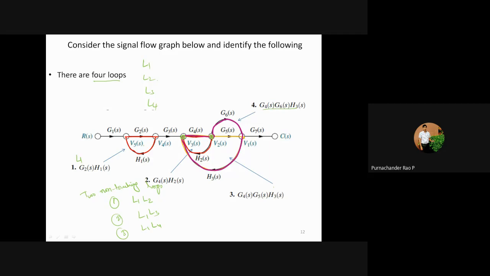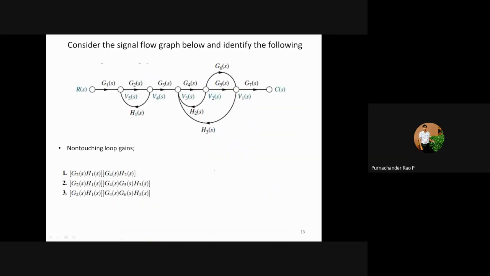After that, we need to check L2, L3. After verifying with L1, we need to check for L2. So are L2 and L3 touching each other or not? Both are touching each other, so we should not consider that. And L2 and L4 again, they are touching each other. And similarly L3, L4 also touching each other. Therefore, the only two non-touching possibilities are these three. So here we need to take these three pairs of non-touching loops.